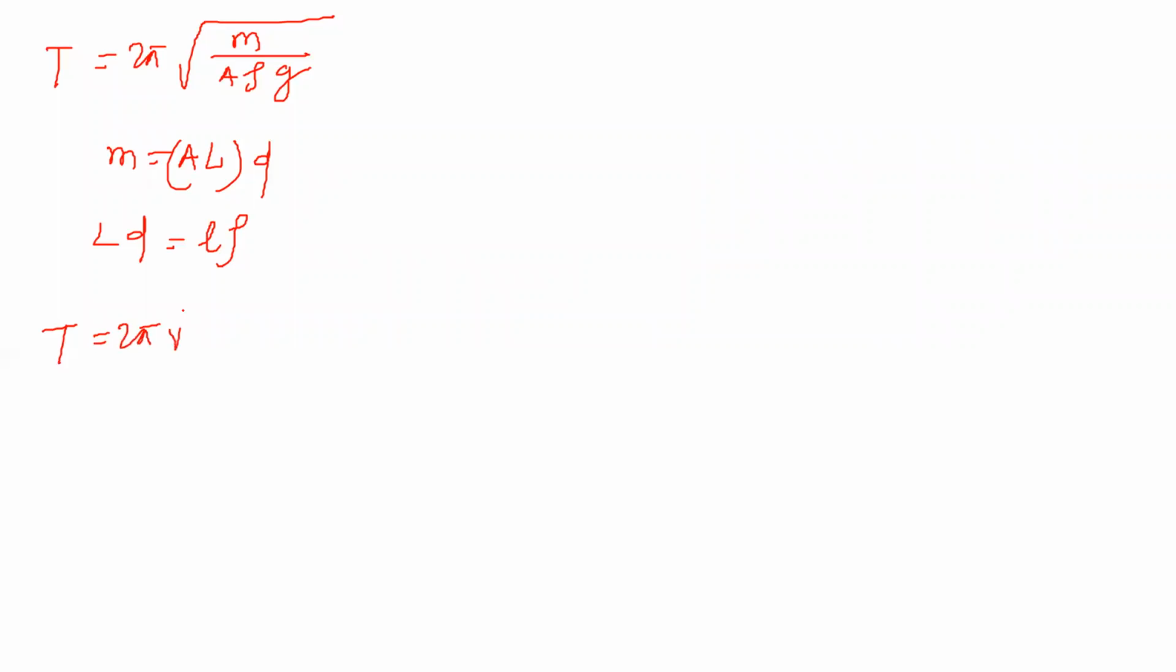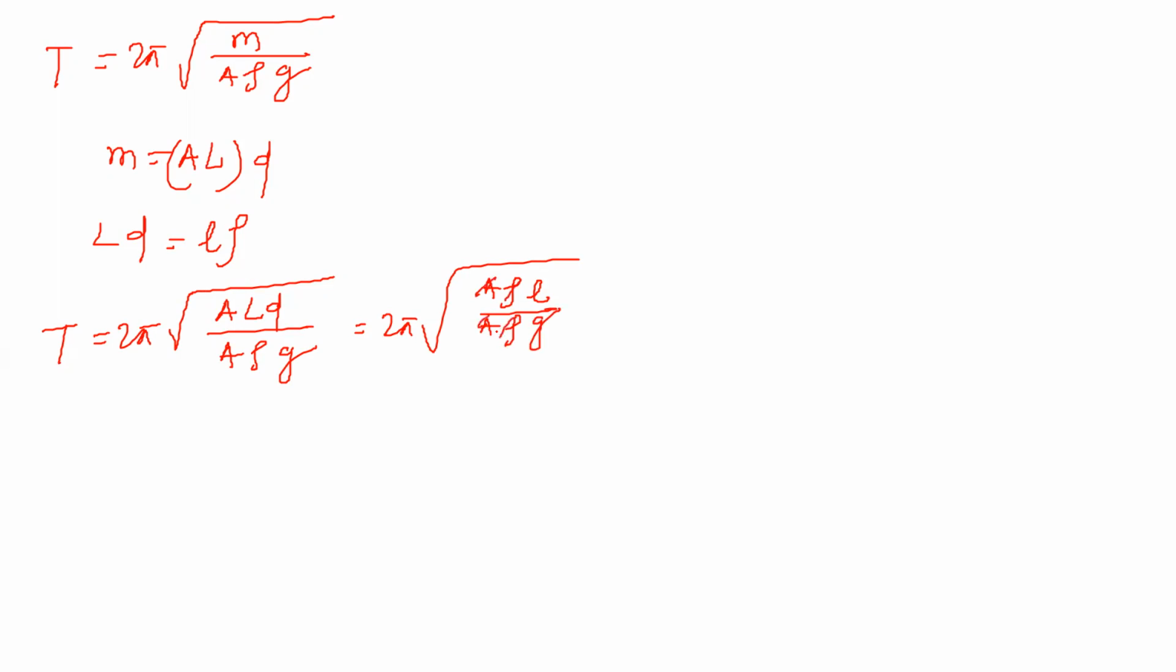T is equal to 2 pi root over. In place of L and D, you can write L rho. So here we put A L D divided by how much? A rho G, correct? And that is equal to 2 pi root over, yes or no? A rho L we can write. And नीचे क्या था? A rho G था. So this one cancel. So here also we got how much? T is equal to 2 pi root under L by G.